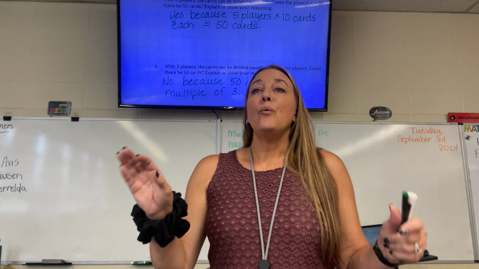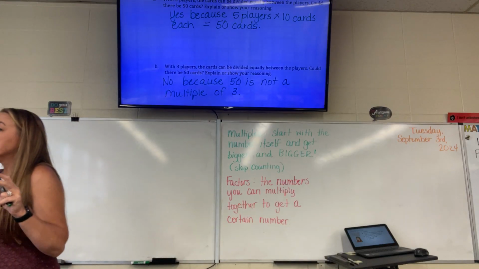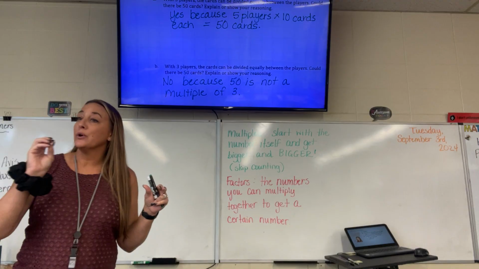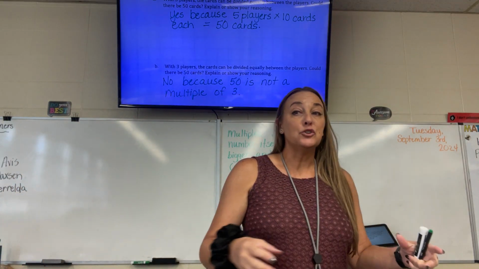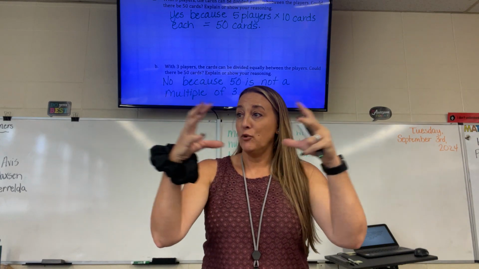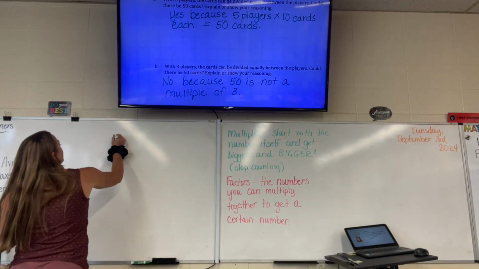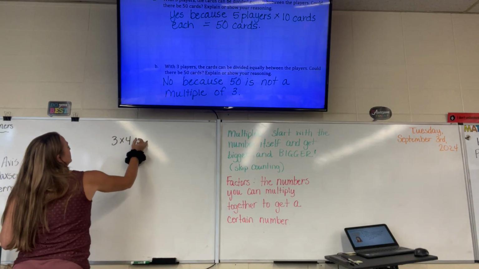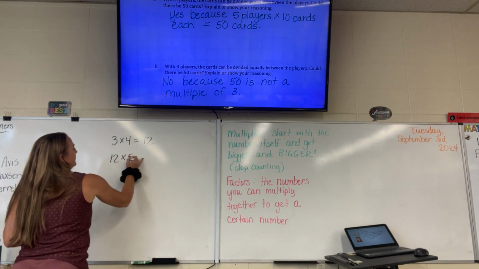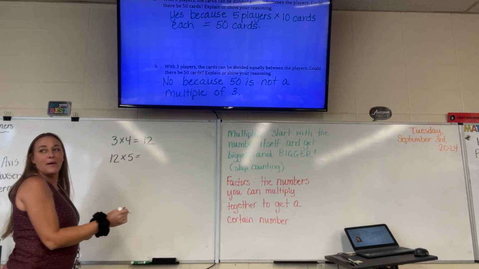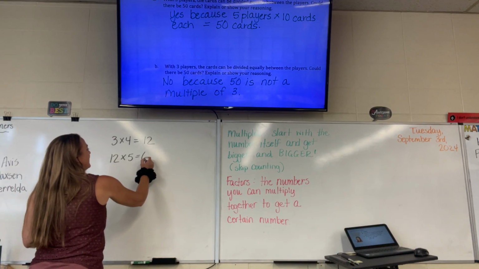Okay, so we're gonna look for a common multiple between 3, 4, and 5. One way to do that is to multiply 3 times 4 times 5. So watch this. What is 3 times 4? 12. What's 12 times 5? 60. Nope, 60.